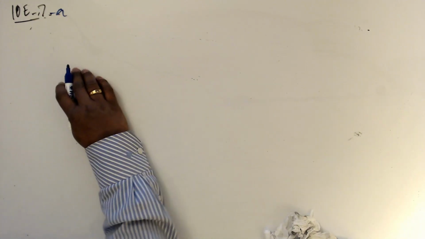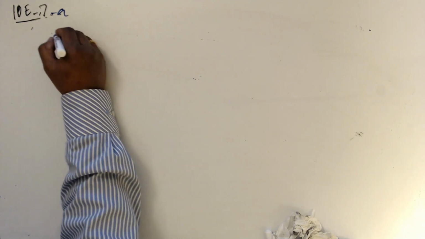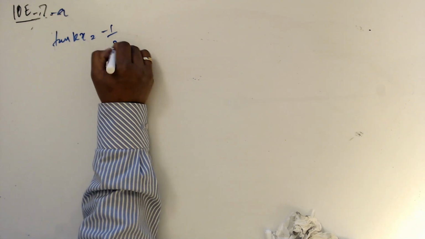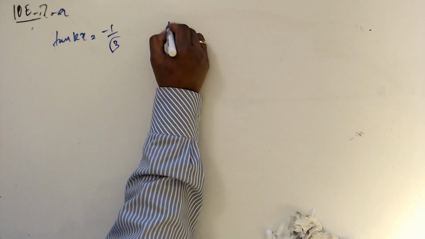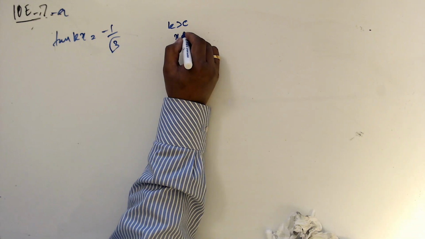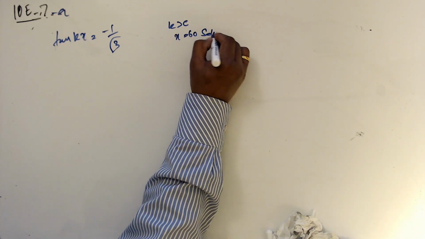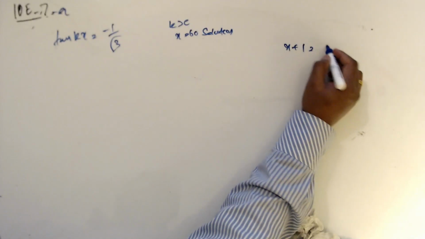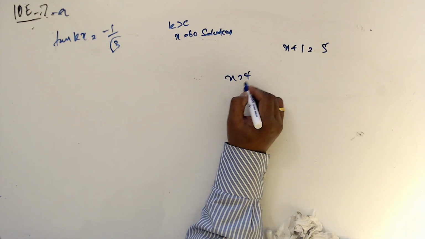Question number 7. Tan kx equal minus 1 over square root 3. k greater than 0 and x equals 60 is a solution. For example, x plus 1 equal 5, x equal 4 is a solution.